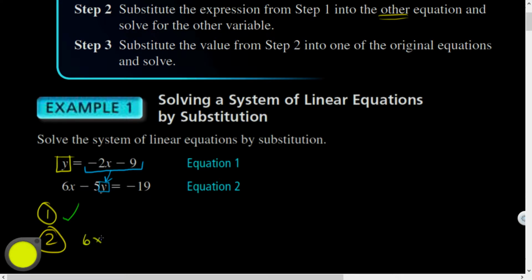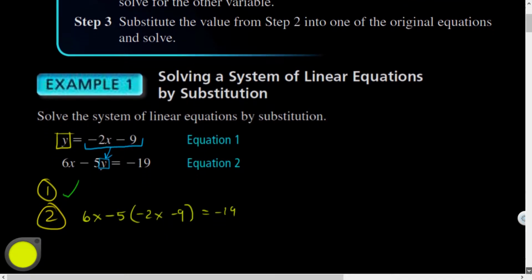So 6x minus 5, and instead of y, I've got to put parentheses here, because of that whole Indiana Jones analogy, remember he put the sand in a bag. He didn't just throw a bunch of sand on the ground. He put it in a bag to keep it together. We plug this in its parentheses bag. So instead of y, it's negative 2x minus 9, and then keep going, equals negative 19. Sometimes people forget to write the rest of the equation because they were so excited about the substitution part.